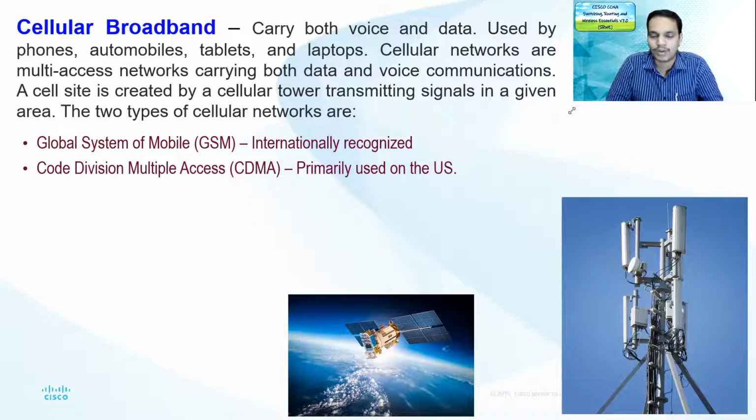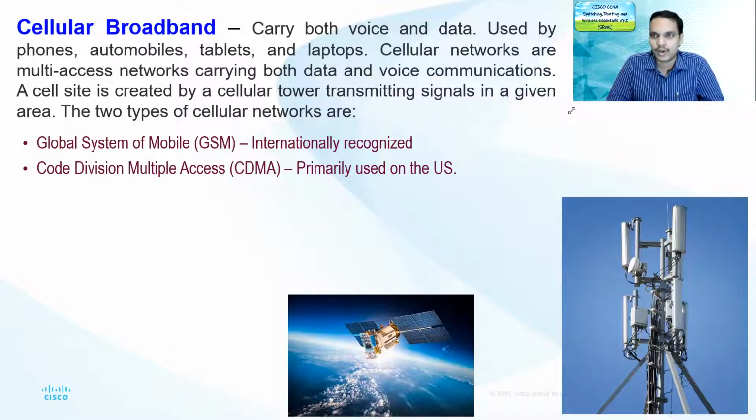Most of the people now have a mobile phone in their pocket, and a mobile phone without internet is almost useless. So everybody has a data connection, irrespective. Some people have 4G, some people have 3G, some people even have 5G. You must understand that cellular broadband is a multi-access network with the capability of carrying both data and voice communications.